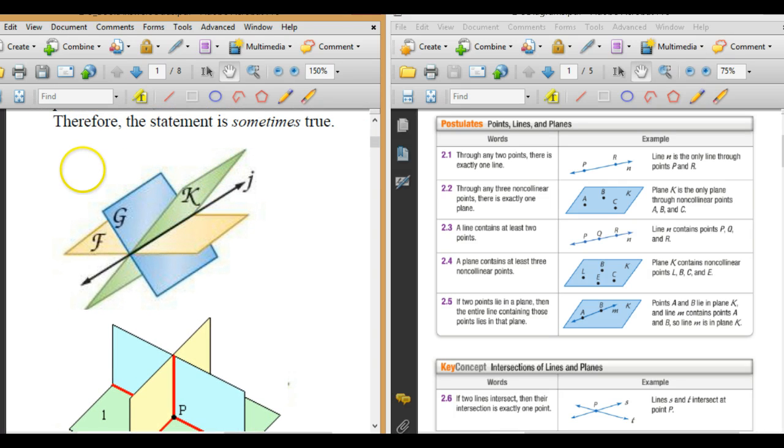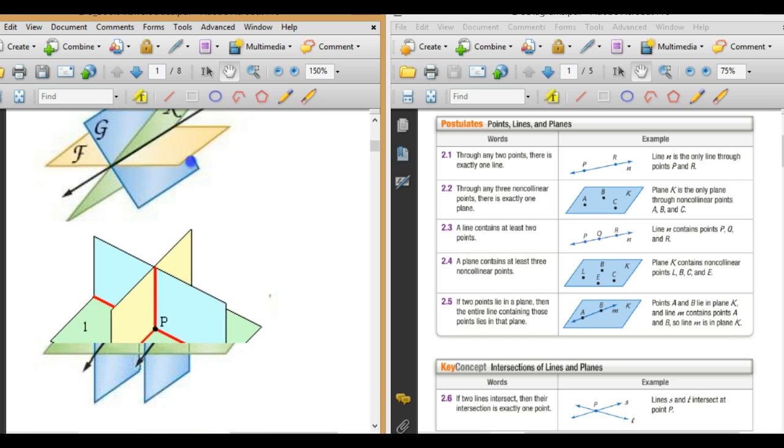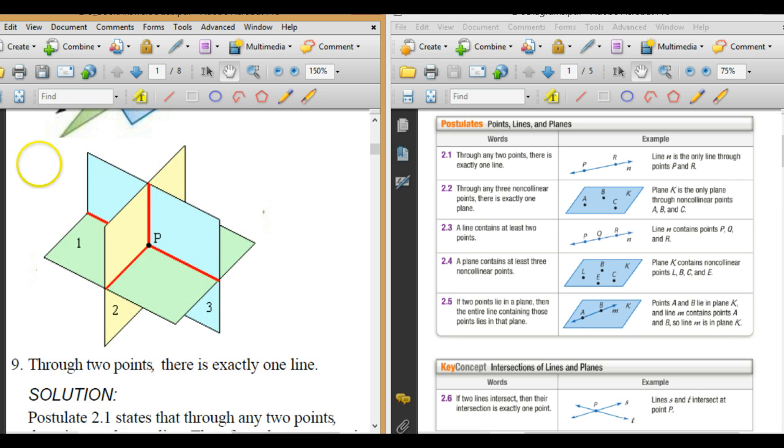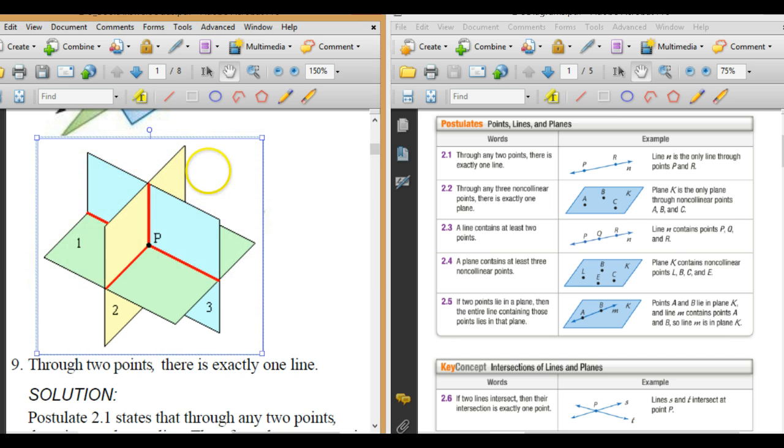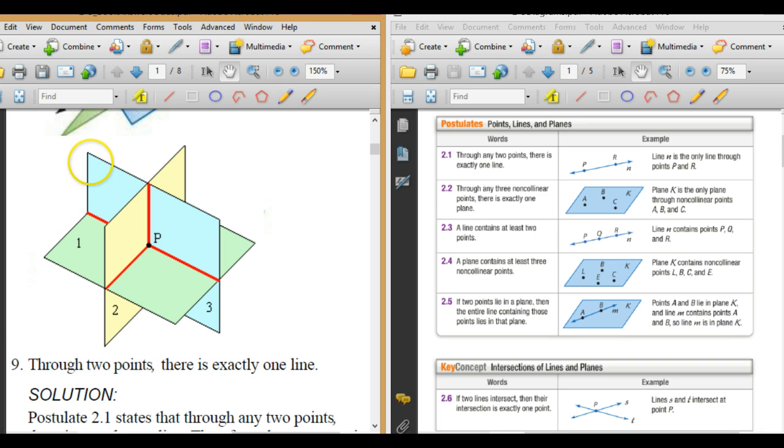So in the first diagram, I have 3 planes intersecting, and their intersection, their points in common, would be this line. Below that, I have 3 planes intersecting, and this time their common point of intersection, point P, they would have point P in common, no other points in common.